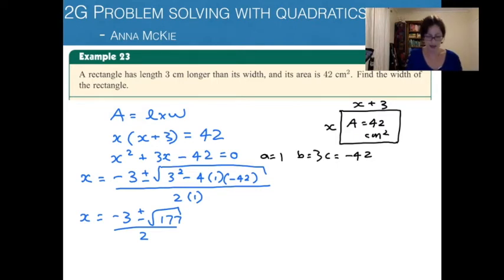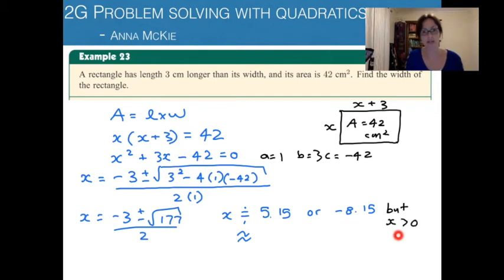So our two answers here, you'd need to calculate this. One is with the positive version of the square root and one is with the negative version. So your two answers are approximately equal to 5.15 or negative 8.15. And you must identify the fact that you can't have the negative answer, and something along the lines of but x is greater than 0 implies that you know that we're dealing with a length, a measurement here, and so therefore you're going to choose this answer.